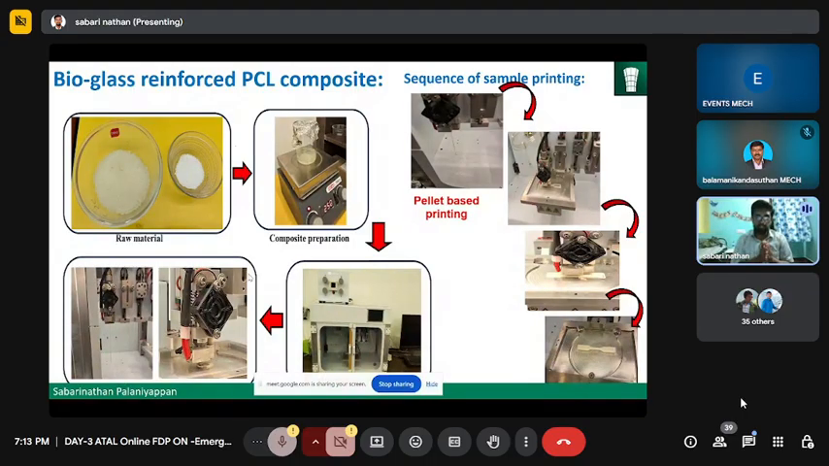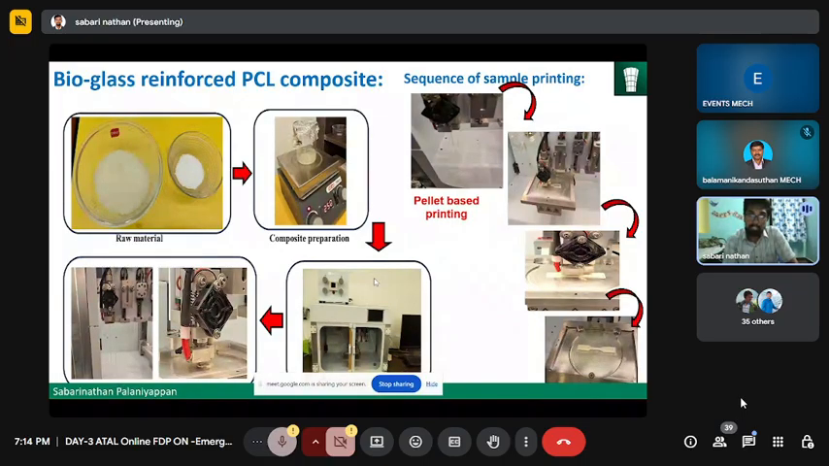This is pellet-based 3D printing technology where we used pellets and particles mixed together, using the solution casting method to make the composite pellets. After making the composite pellets, we put them into the barrel and printed various samples with the respective ASTM standard. We fabricated various components and samples, and tested them.